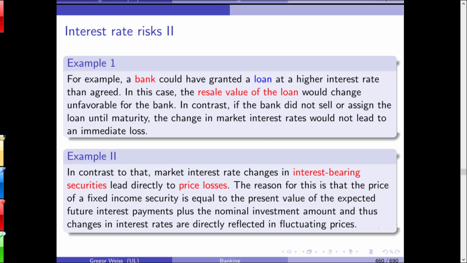Interest rate risks. Two examples. I think I've described these examples to you. First of all, you have a loan. Might be that the resale value of the loan decreases. Also, if obviously market interest rate changes in interest-bearing securities, you will have direct price losses and decreases in prices. Okay.